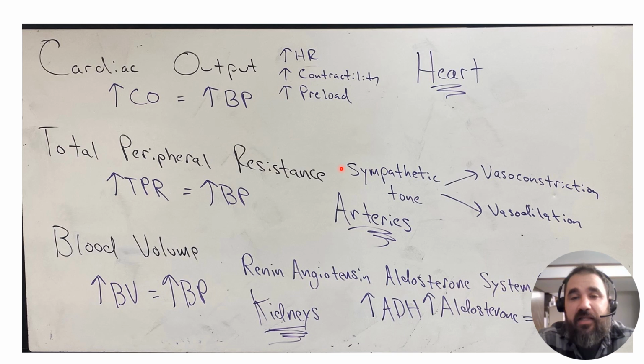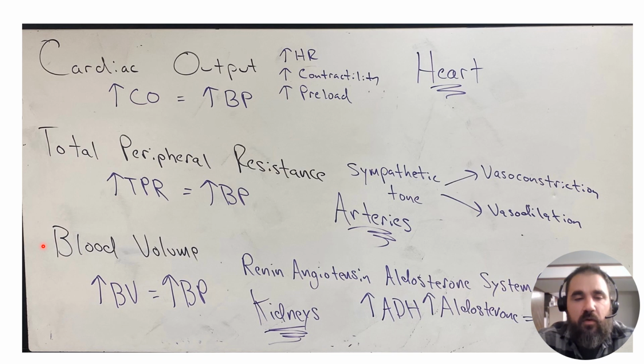If we have vasodilation, so we decrease sympathetic tone to the smooth muscle of the blood vessels, we'll have vasodilation, and that will decrease our total peripheral resistance, which will decrease our blood pressure. So you give drugs that are vasoconstrictors, like pressors, you'll increase your blood pressure. You give drugs that are vasodilators, like dihydropyridine calcium channel blockers, like nifedipine. That's going to cause vasodilation and decrease blood pressure.